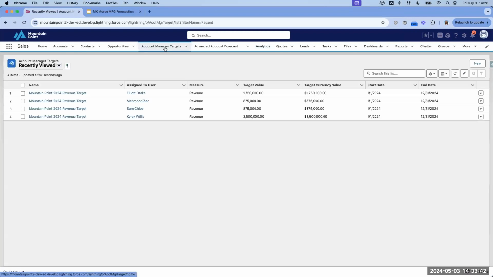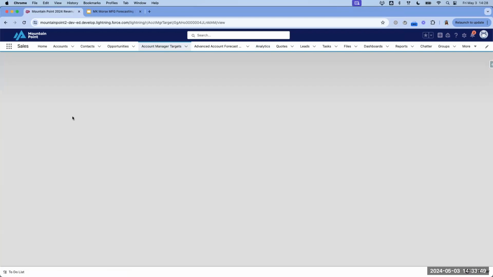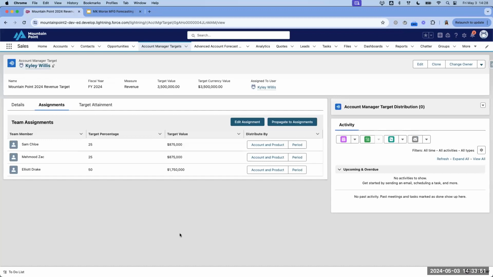So first, we're going to look at the regional director's view. So here's all of our targets that we have set up, but I'm making myself a regional director. And so from this view, when I open this, the team underneath me is automatically displayed, which gives me the ability to distribute the revenue across this team.